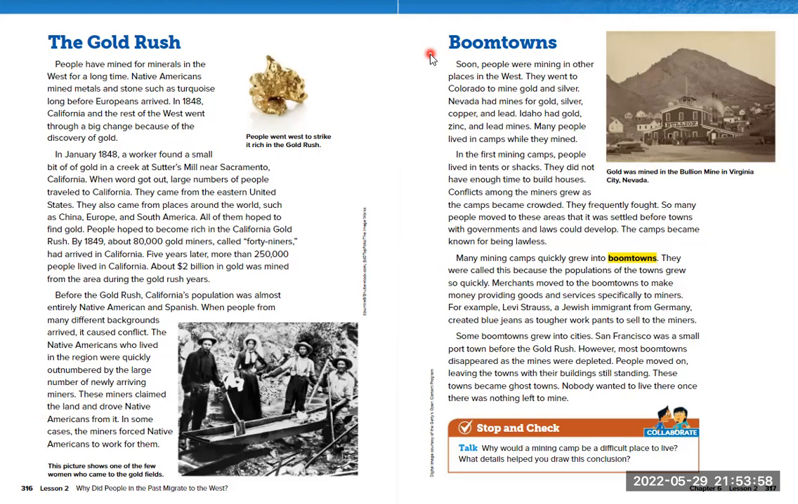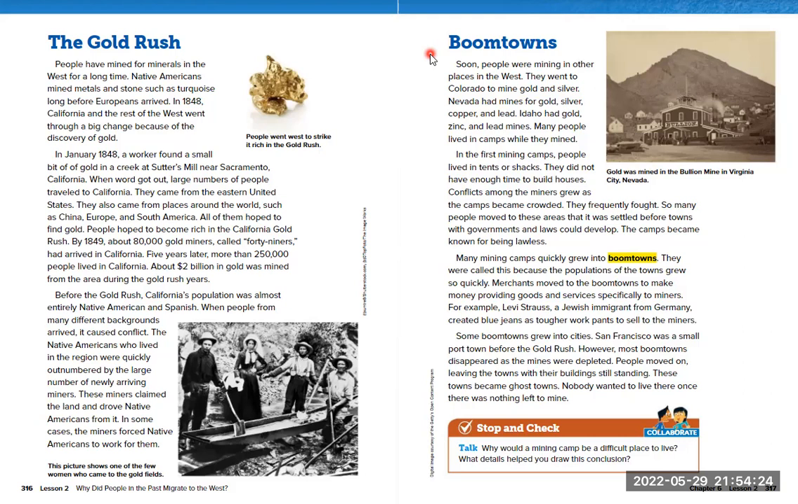Many mining camps quickly grew into boom towns. They were called this because the population of the towns grew so quickly. Merchants moved to the boom towns to make money, providing goods and services specifically to miners. For example, Levi Strauss, a Jewish immigrant from Germany, created blue jeans as tougher work pants to sell to miners. Some boom towns grew into cities.